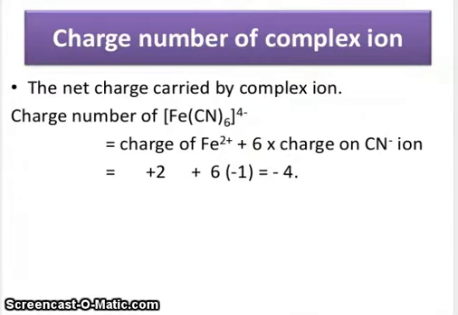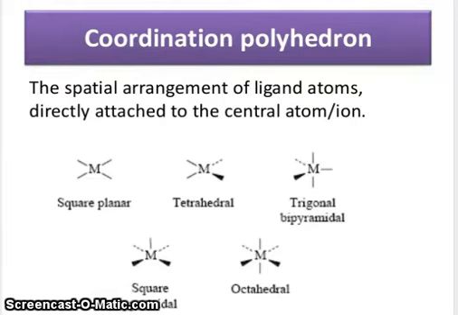Charge number of complex ion: the net charge carried by the complex ion. Charge number of [Fe(CN)6]: charge of Fe2+ is plus 2, 6 charges on cyanide ions is minus 6, and plus 2 plus minus 6 is minus 4. You can see the minus 4. Coordination polyhedron: the spatial arrangement of ligand atoms directly attached to the central atom or ion. Square planar, tetrahedral, trigonal bipyramidal, square pyramidal and octahedral.